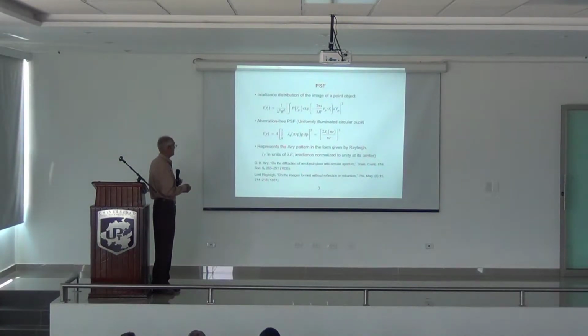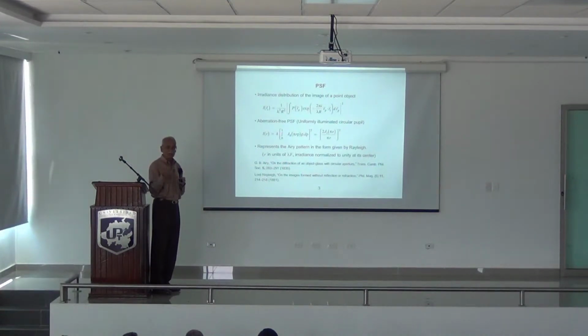So anyway, the Airy pattern in the form given by Rayleigh. The radial distance r in the plane of the image, or the focal plane, is in units of lambda f. F is the focal ratio. And I say focal ratio, I didn't say f number. Sometimes it is the f number. But there is a difference between the two, and optics students, I hope, know the difference.